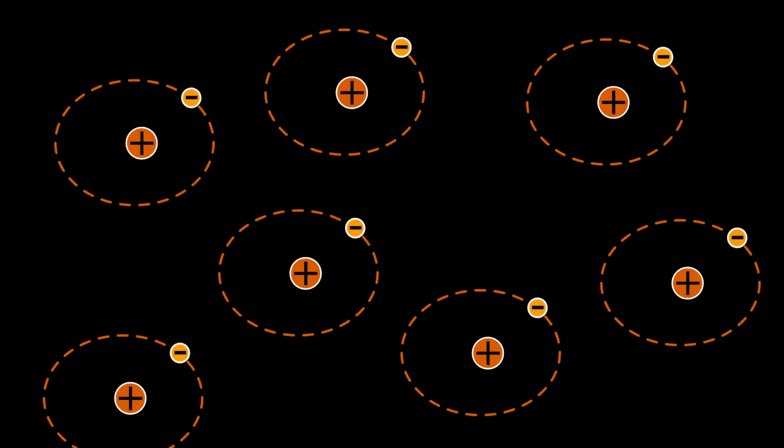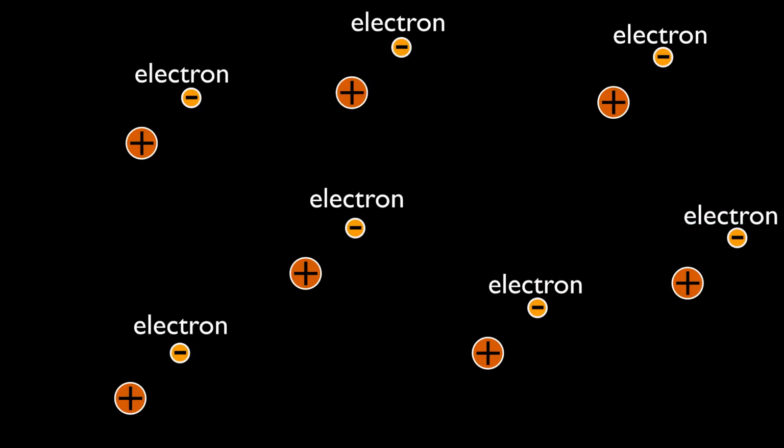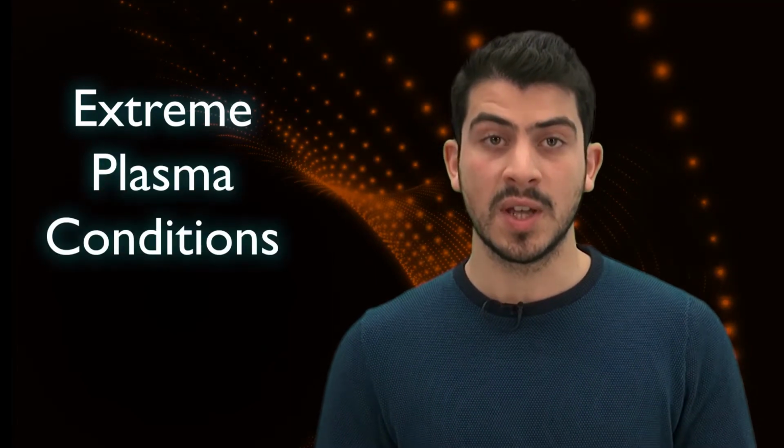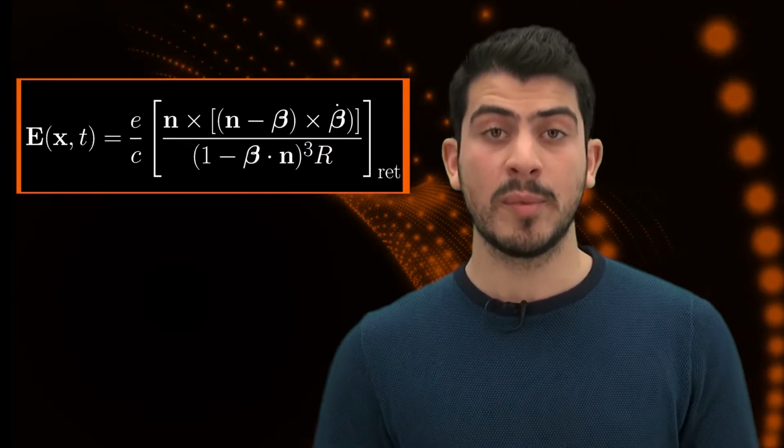In case you don't know what a plasma is, you can think of it as the fourth state of matter, a gas that has been given so much energy that its atoms break apart into electrons and ions. In this medium, with freely moving charges, wonderful stuff can happen. And my work is to model and simulate how charged particles emit radiation in extreme plasma conditions, using this equation that you might remember from before.